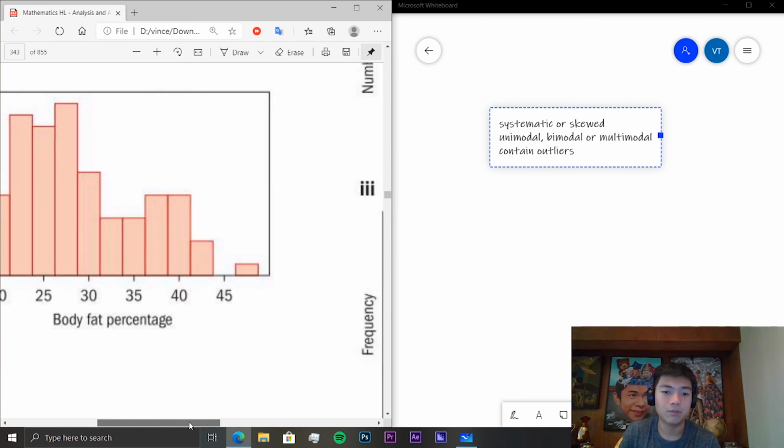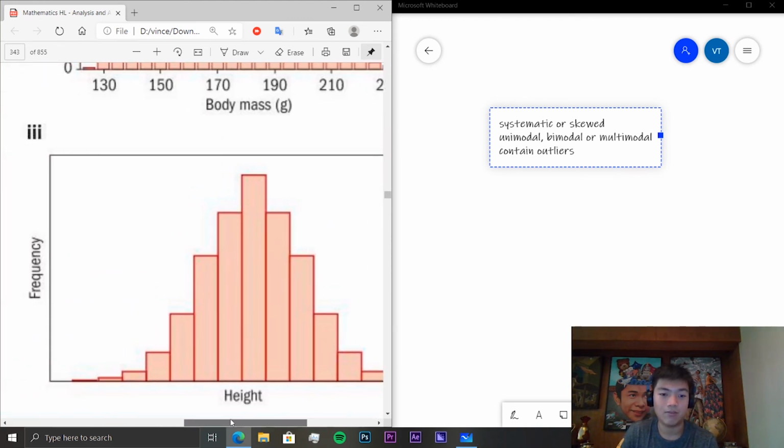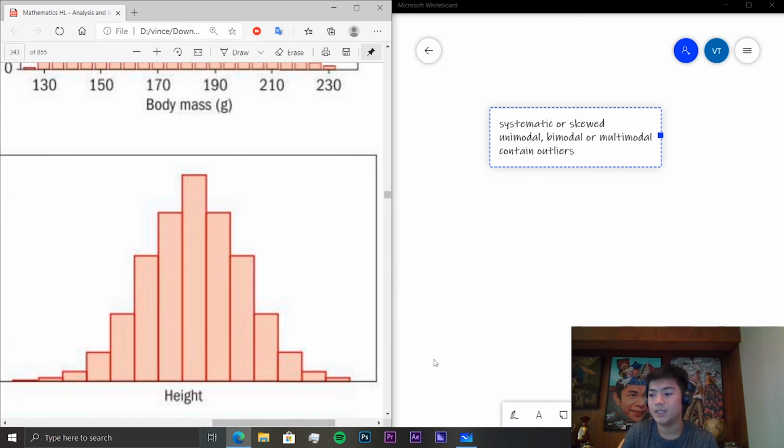And okay, let's move on to the final graph of today, which is this very balanced graph of height. So is it symmetric or skewed? It looks very symmetric. It looks very symmetrical on both sides. It's clearly unimodal, and I don't believe it contains any outliers.